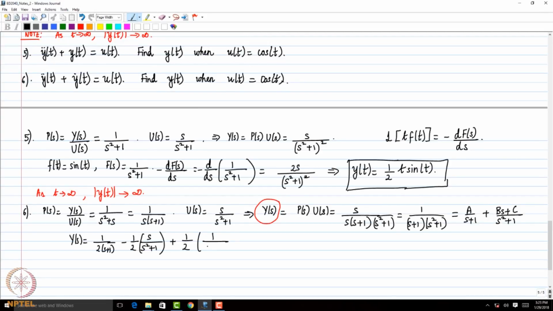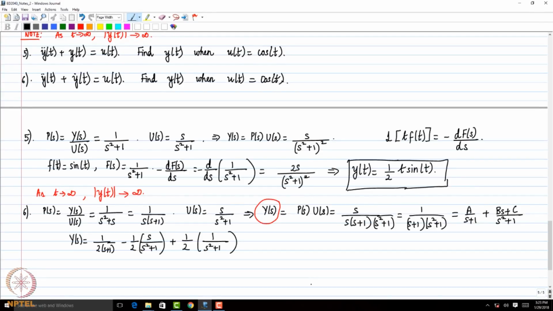Is this correct? Does anyone agree? Is it minus 1 by 2 and plus 1 by 2? How can you figure it out? You can take LCM and then equate the coefficients, or you substitute any two values of s you like and then equate. You will get two equations, two unknowns. That's about it. You could do it either way. So I leave it to you to check.